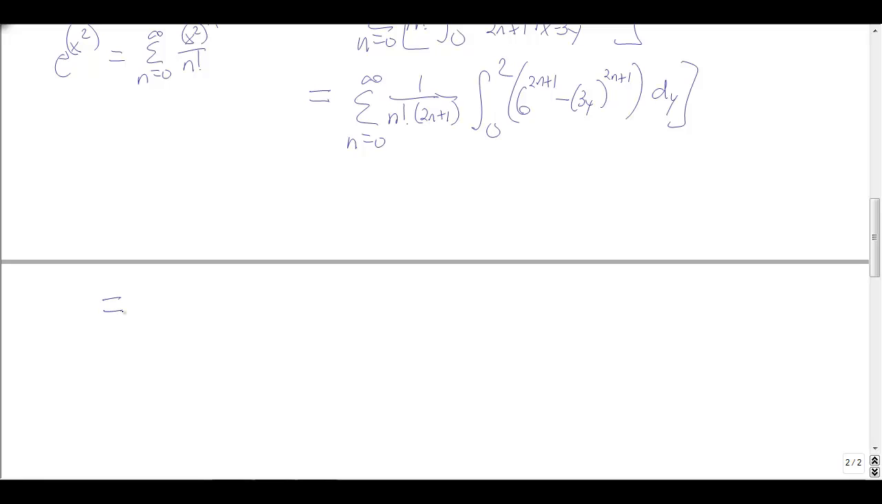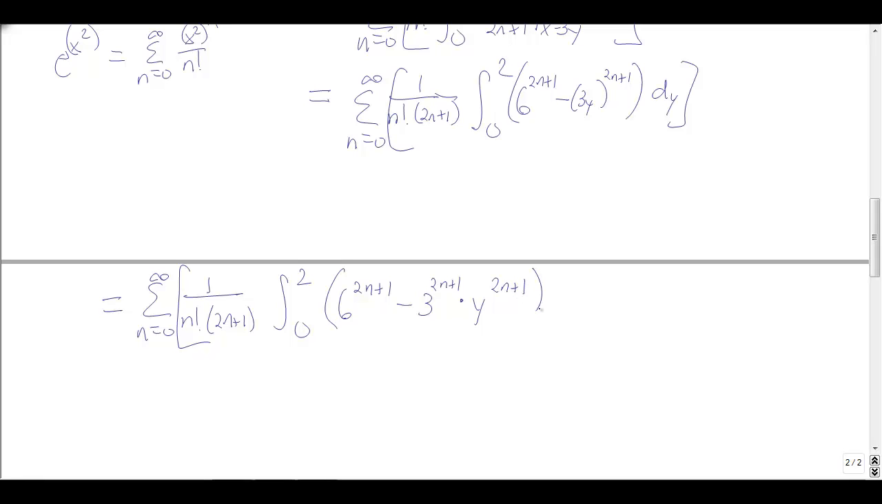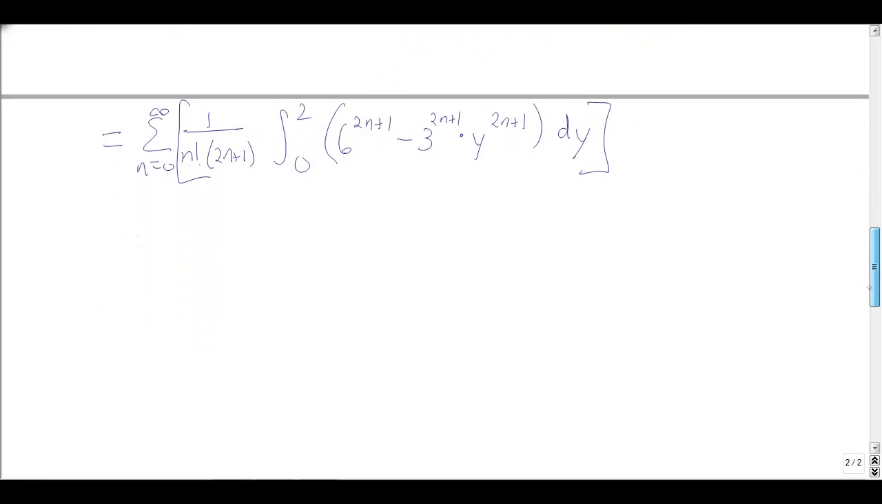We're going to continue on here. So I get my summation n equals 0 to infinity, 1 over n factorial times 2n plus 1. I get an integral from 0 to 2. Oh, sorry, here I closed my bracket. I should have opened that bracket. And we go 0 to 2. I'm going to get an integral 6 to the 2n plus 1. And then this 3y to the 2n plus 1, I can split up as 3 to the 2n plus 1 times y to the 2n plus 1, just a rule of exponents, dy. And that's just going to allow me to integrate this with the power rule.